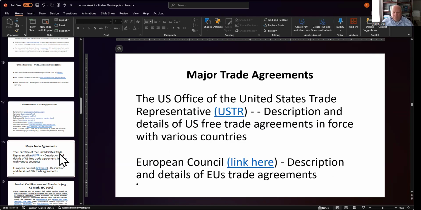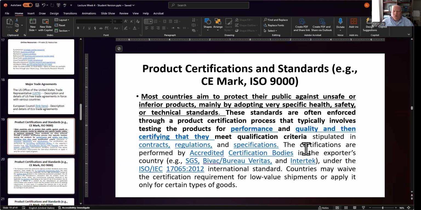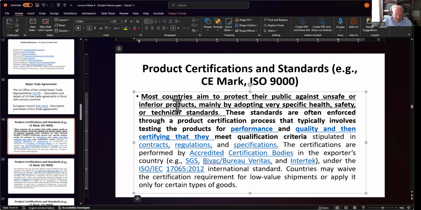Trade agreements, we've talked about that. Product certification. Let's go back to product certification. We talked about before that countries require certification to sell into their country or region, like the EU, having to do with health, safety, and or technical standards.